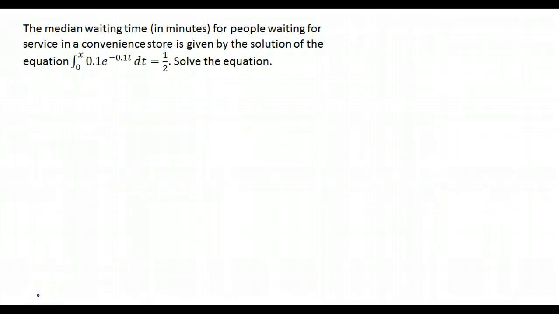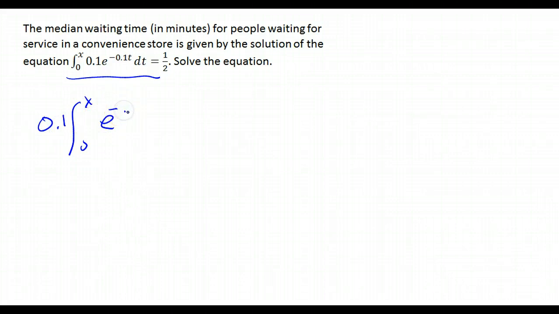Alright, so let's look at this problem. It says that the median waiting time in minutes for people waiting for service in a convenience store is given by the solution of this equation right here. We're going to solve that equation. In other words, we're going to find out how many people need to be in the store for the median waiting time to be 1/2. Okay? So we're going to have the integral from 0 to x.